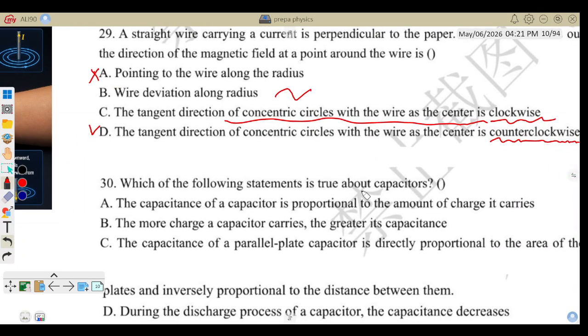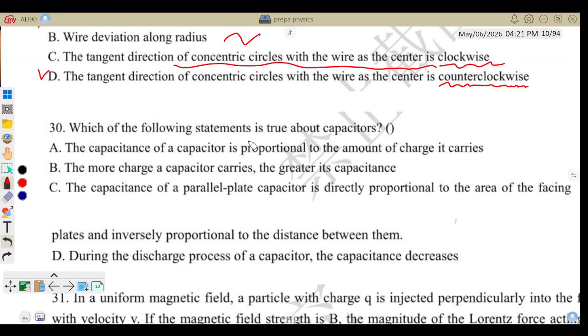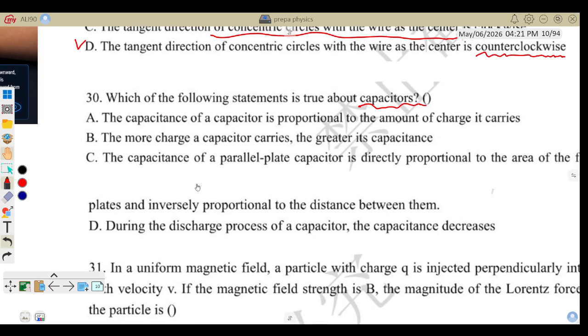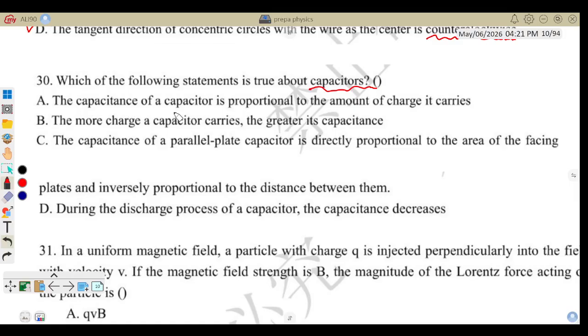For the 30, the last question for this video, we have: which of the following statements is true about the capacitor? Okay, let's see A, B, C, and D. We have here the capacitance of a capacitor is proportional to the amount of charge it carries. That means its capacitance is changing with the amount of charge that it carries. Actually, this is not correct.